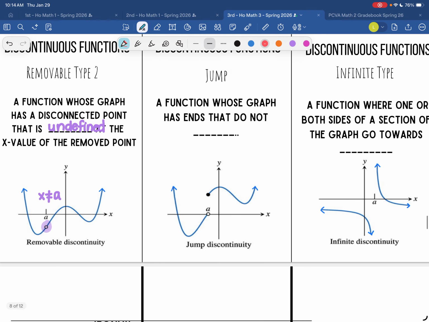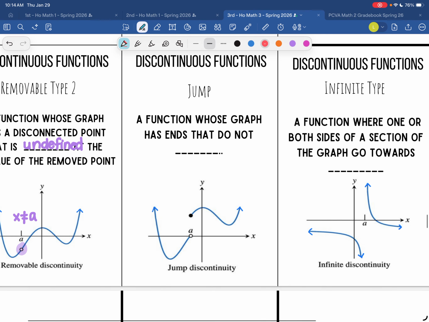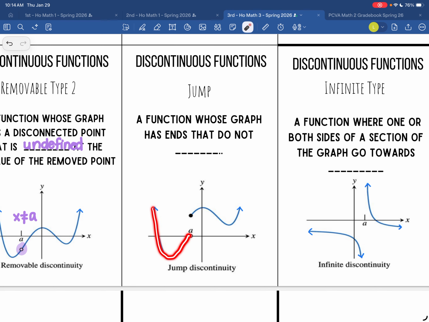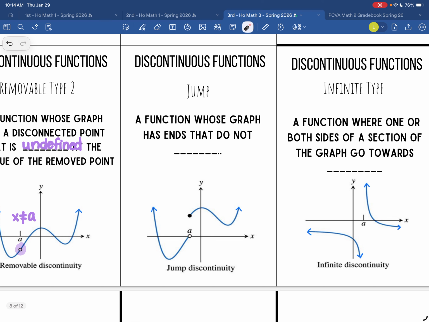Okay, now we also have what we call jump discontinuity. So jump is just that. It jumps up. Kind of, the y values are missing this time. So it's not one continuous piece. So it's like we're going, but we can't get from this piece to this piece unless we jump up. Or in some other situation, we may have to jump down. So it's a function whose graph has ends that do not connect. So these have ends that are not going to connect.